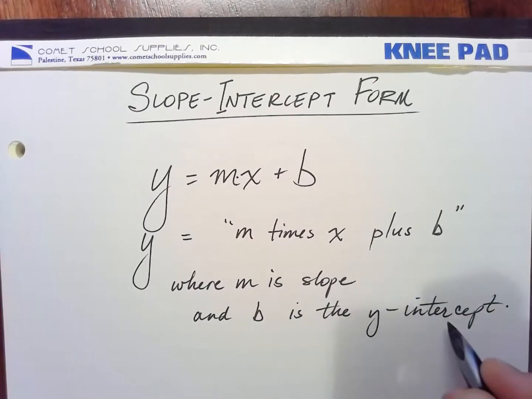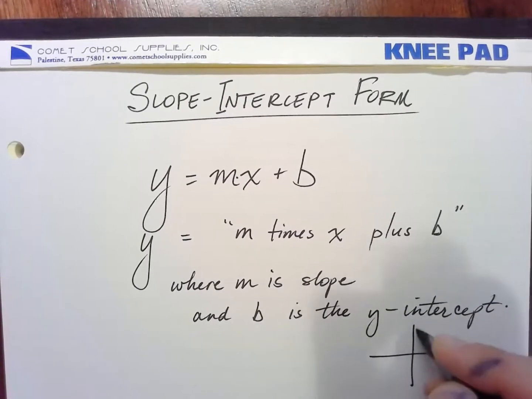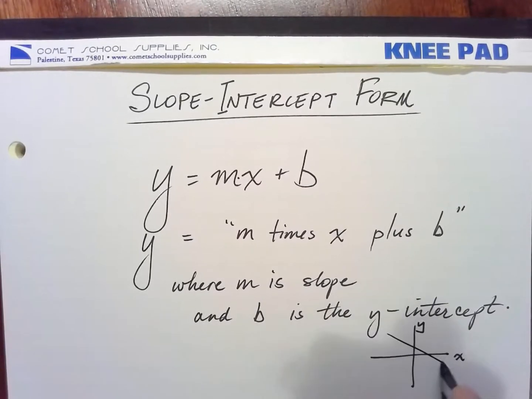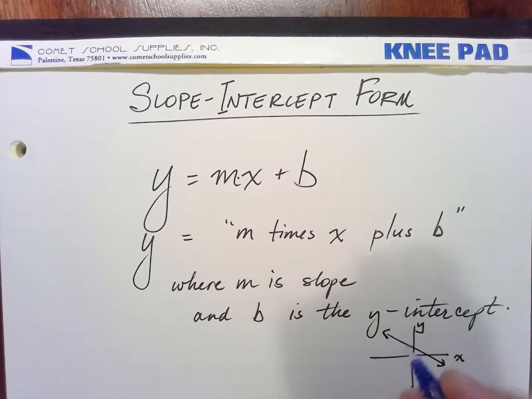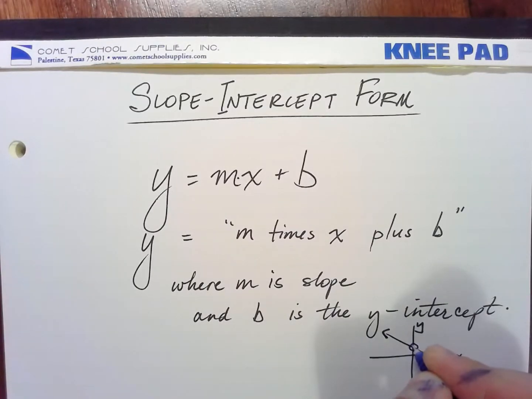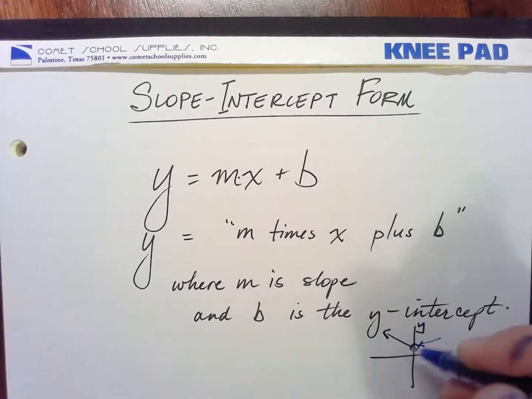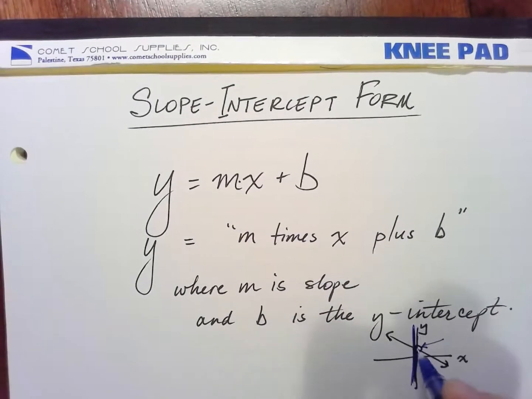The y-intercept is where it crosses the y-axis. So if you have your axes here, and here's x and here's y, and here's your line going this way, then the y-intercept is going to be this position right here, because it's where it crosses over the y-axis. And again, the y-axis is this line right here. Okay, so it's where it crosses over the y-axis.